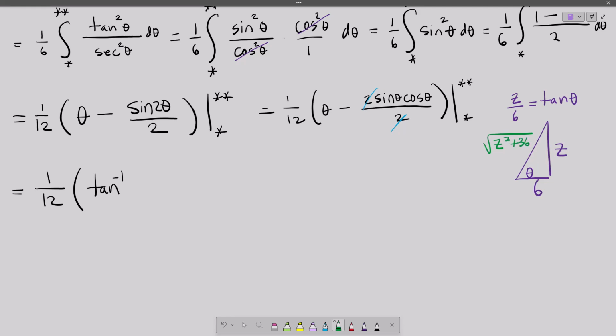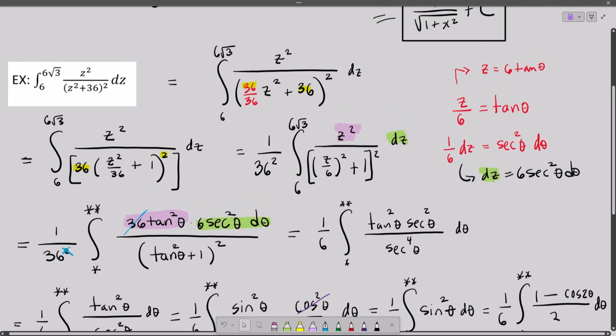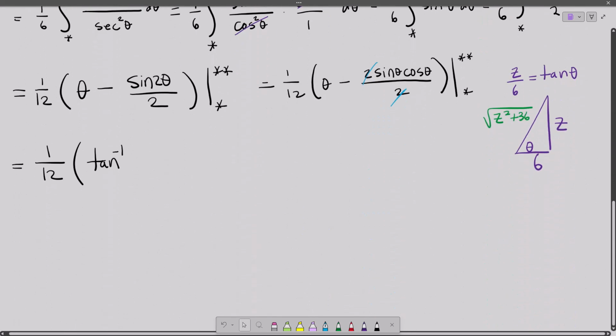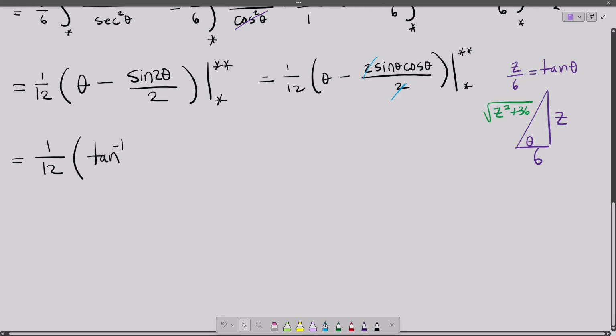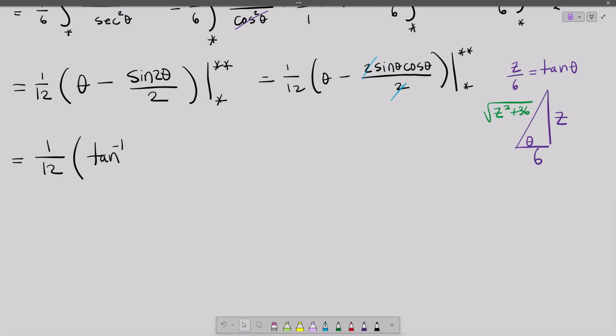And that looks either identical to the original, which it does in this case, or at least real close. So yeah, if we would have gone through that check, we would have noticed that something was wrong. Okay, so inverse tangent, that part was right. That's inverse tangent of z over 6. So that's the theta, minus sine of theta. We look at our triangle: sine of theta is z over the square root of z squared plus 36. So that's sine of theta. Cosine of theta is adjacent over hypotenuse.